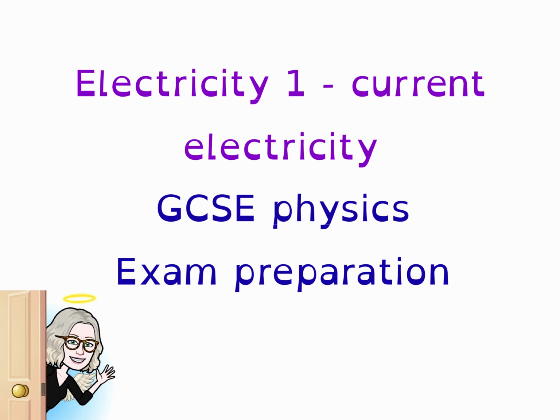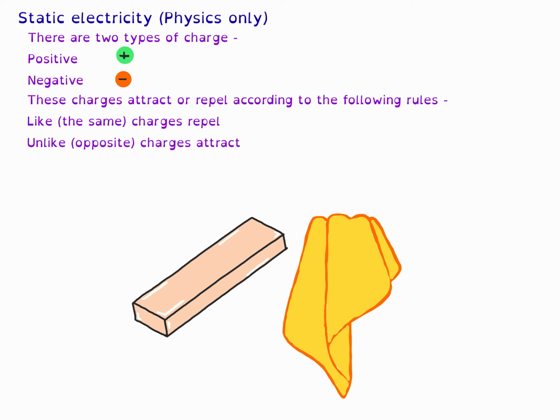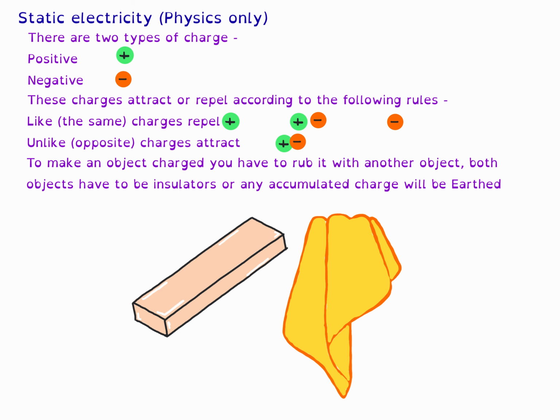This is Electricity 1, Current Electricity. There are two types of charge, positive and negative. These charges attract or repel according to the following rules. Like, the same, charges repel. Unlike, opposite, charges attract. To make an object charged, you have to rub it with another object.